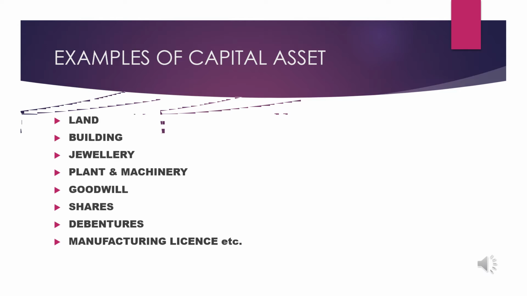Let us quickly go through the various examples of capital assets: land, building, jewelry, plant, machinery, goodwill, debentures. Yes, when I say goodwill, it means it is a self-generated asset of the business. So self-generated assets are also treated as capital assets, and the other self-generated assets are like tenancy rights, stage carriage permits, loom hours, or the right to manufacture, the right to produce any article, or the right to carry on any business or profession. So they all are covered under the capital assets.